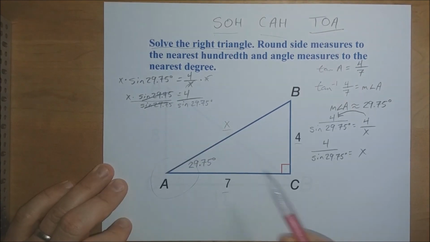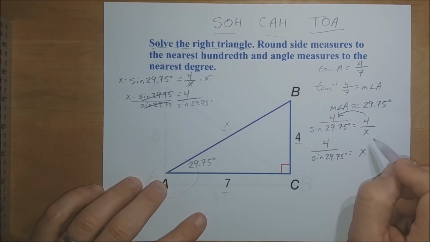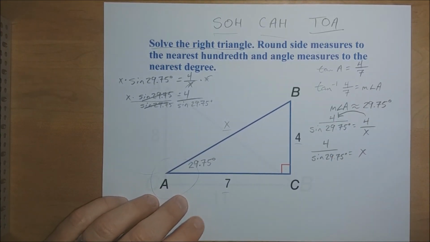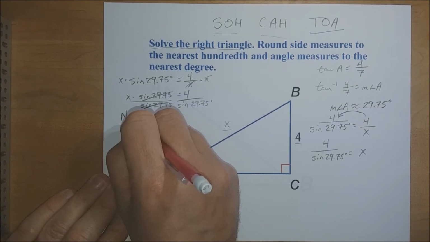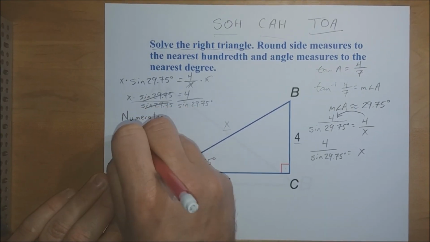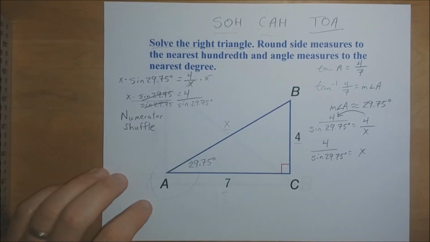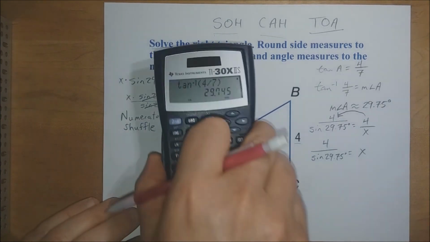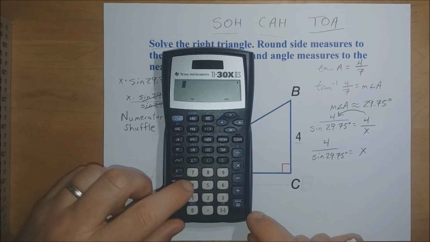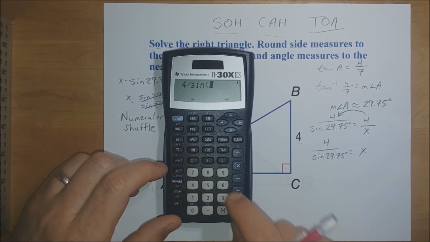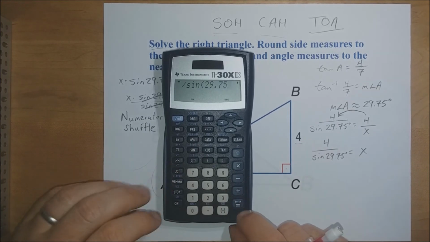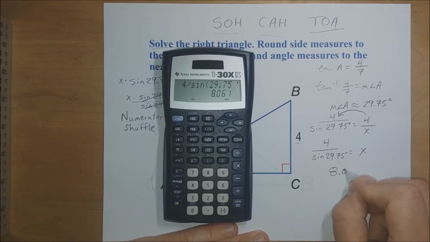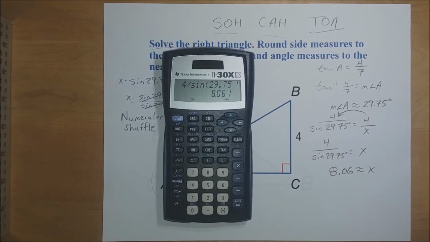right there. Every time. If you've got your variable in the denominator, you can shuffle the numerator over to this side. That's why I call it the numerator shuffle. Maybe I'll put that on the test. Numerator shuffle. It will save you a lot of time in doing these trig problems, because now that I have it solved for x, I can go ahead and say 4 divided by sine 29.75, and I can just put that right in my calculator, and I get 8.06. That's approximately equal to x.